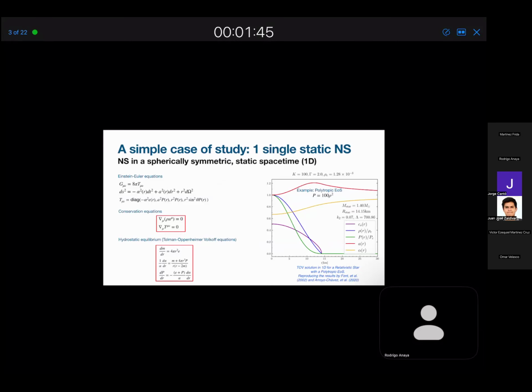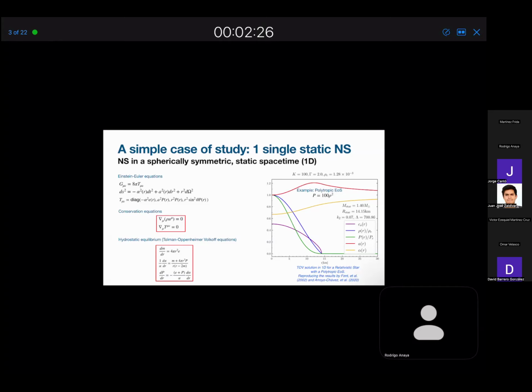For introducing my current work, I first try to model the neutron stars from the simplest case scenario. What if we model our neutron stars as a single static spherical symmetric solution in one dimension, of course, because of the spherical symmetry? For this, we can solve the Einstein-Euler equations. We prescribe conservation equations, so we have the conservation of mass, energy and momentum locally at all points of our domain. And from this, we get the so-called Tolman-Oppenheimer-Volkoff equations.